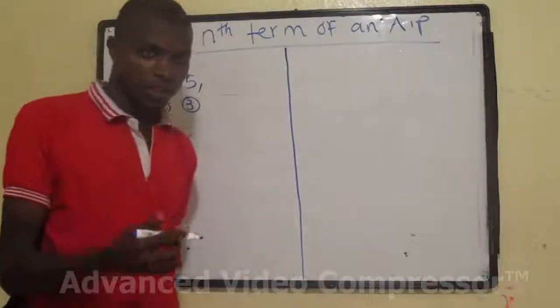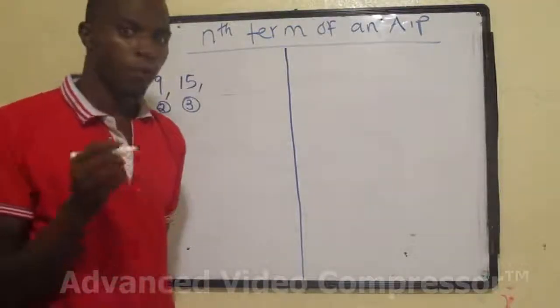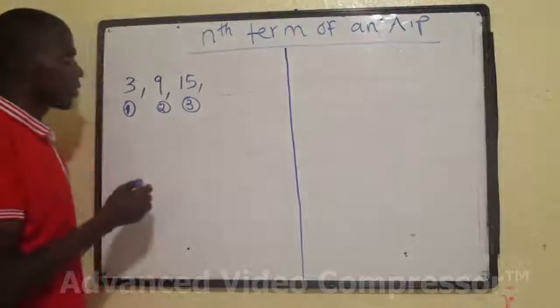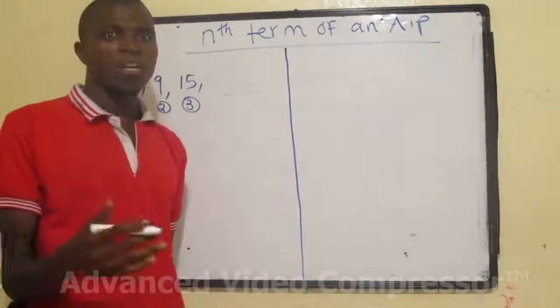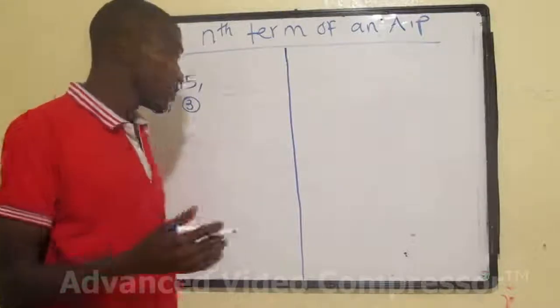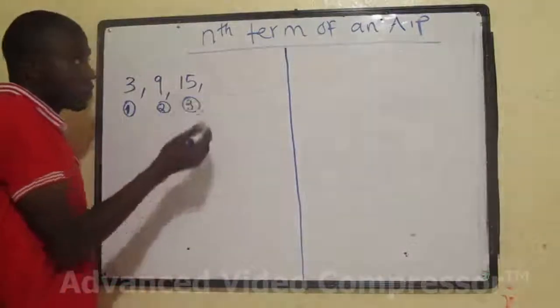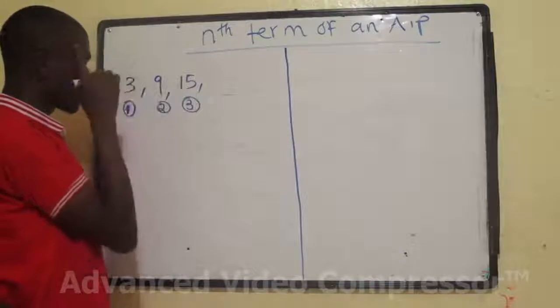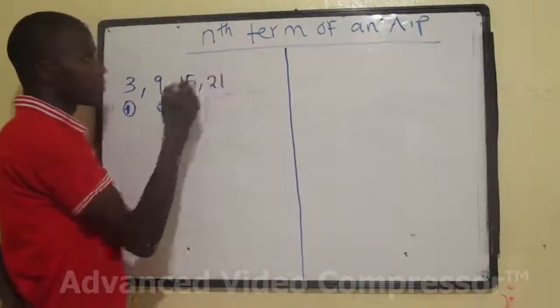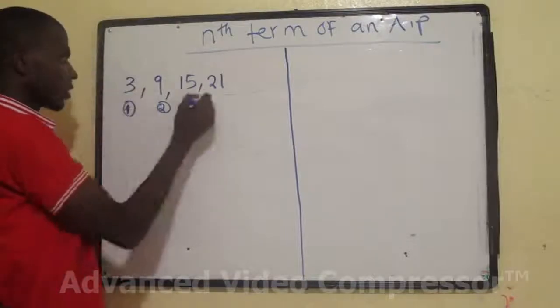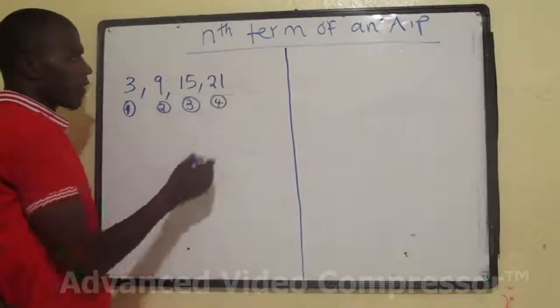The question is, can you find term number 4? People will say term number 4 is very easy to find. We can easily know it, because all we are going to do is add 15 plus 6, and the answer is going to be 21. So this is our term number 1 up to term number 4.